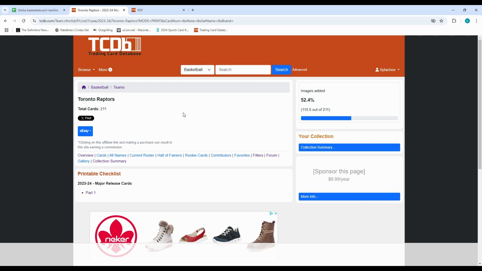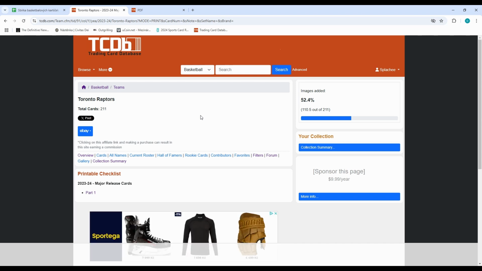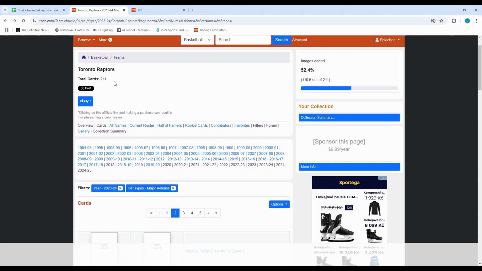I thought that this year would already be finished or something like this. So I reduced the number to just 211. It's a little bit less because I don't collect non-licensed cards, so all the Topps are out of this, but I will get to that a little bit later. So for example, this year I still have around 190 something cards because I don't collect these unlicensed cards.